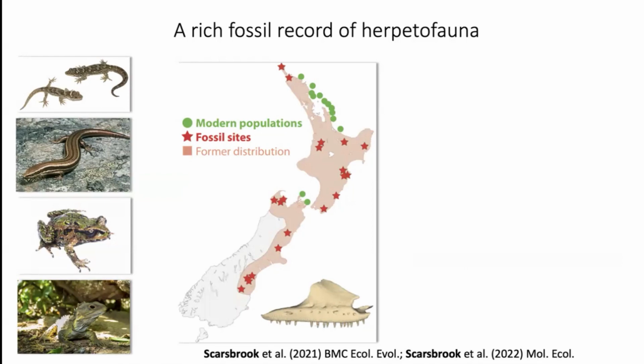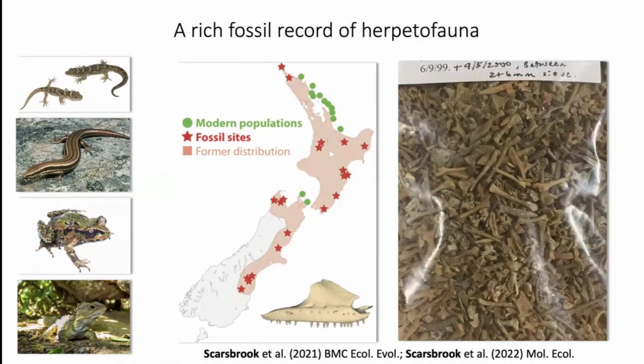all the stars across New Zealand. We think there are probably fossils in the southern South Island. We just haven't found them yet, compared to the modern distribution all on offshore islands. And whether it's across tuatara, frogs, skinks, or geckos, there are hundreds to thousands of these fossils.